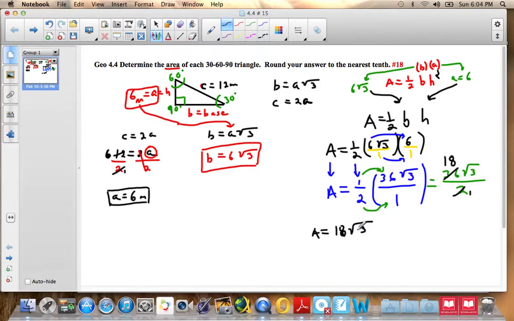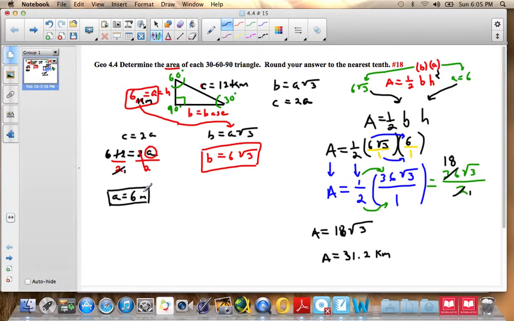And then what I want to do is put this into a calculator and multiply 18 times the square root of 3 with the square root sign, and that's going to give me a decimal. And this question is asking me to round it. So I'm going to end up saying A equals 31.2 kilometers. Okay, 31.2 kilometers. And I kept putting meters up here, but I wrote it wrong. My unit is actually kilometers for all of these.